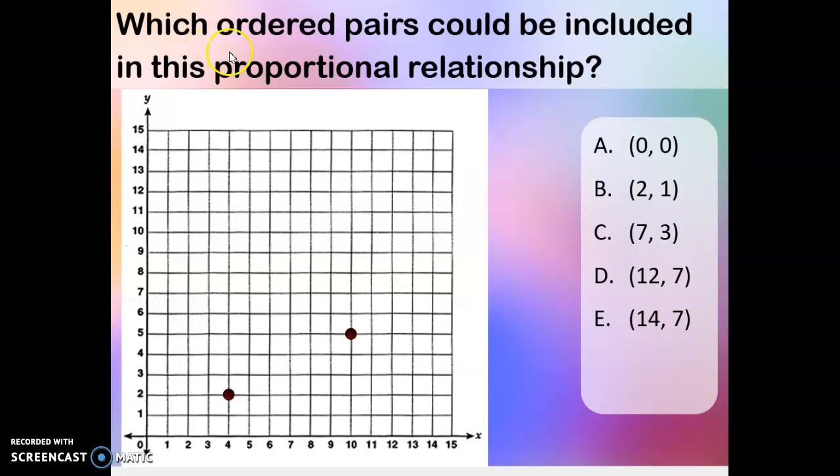So we are told that this is a proportional relationship, and we want to know which of these ordered pairs can be on this line. So you can draw a line. It's going to be hard to do freestyle, but you can simplify. We know this point here is over 4, up 2. So that's going to be 4, 2.